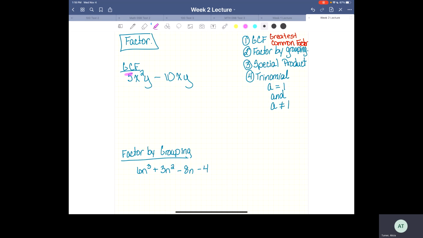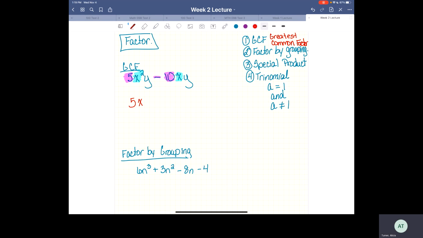I would always look at your number first, and don't forget that's a negative 10. So is there a number that can come out of 5 and negative 10? And I hope you're thinking, yes, there is. A 5 can come out of both of those. Then I want you to look and say, okay, here I have x squared and here I have x. Is there something in relation to x that can come out of both of those? And yes, I can pull an x out of both of those.